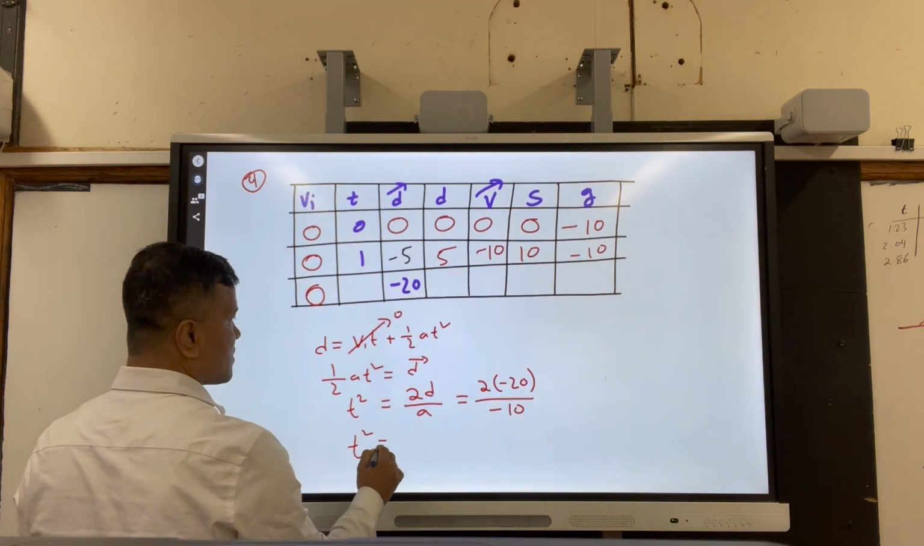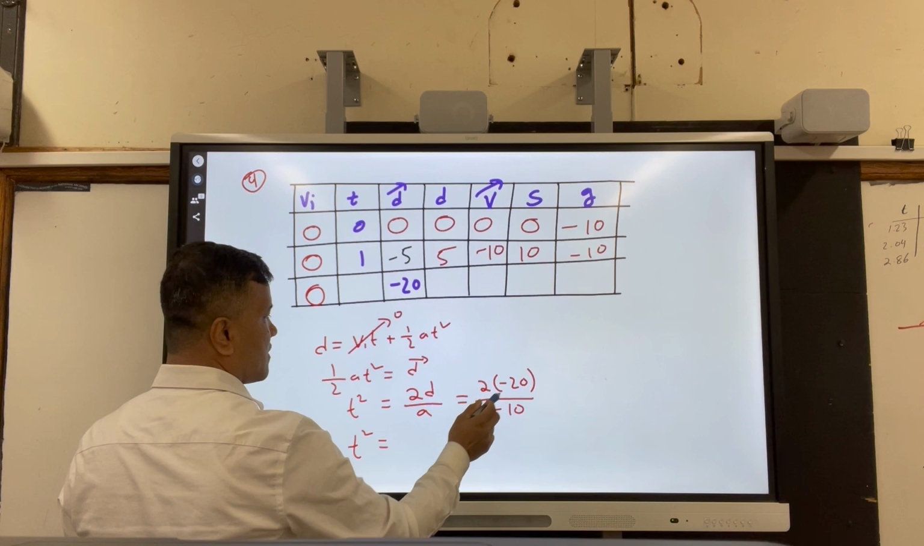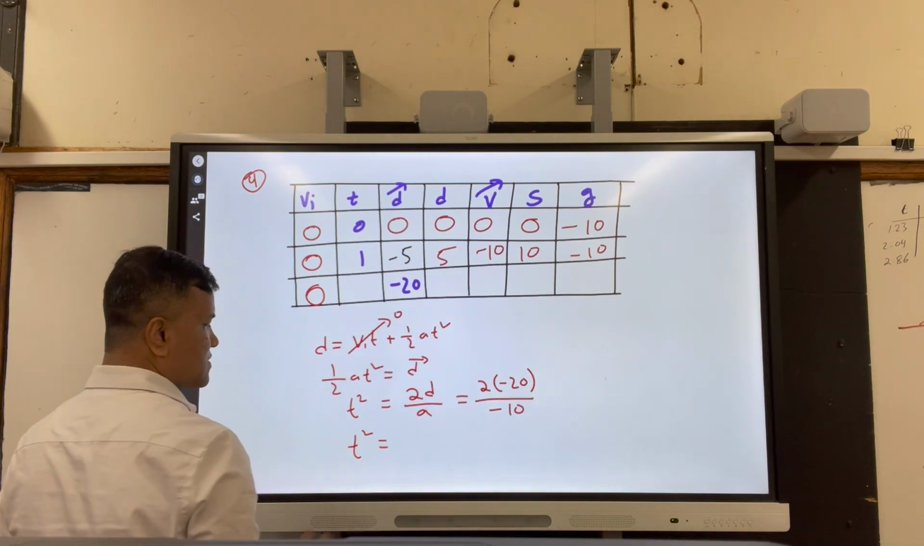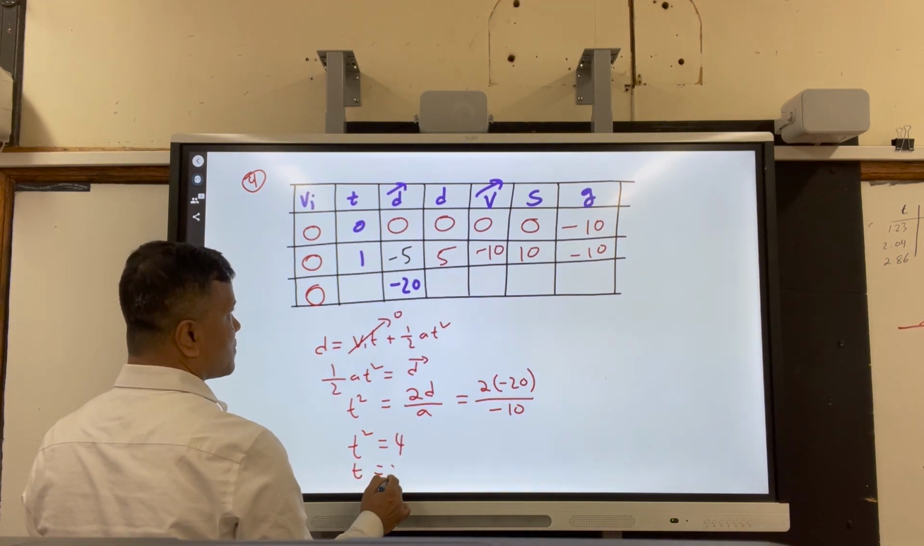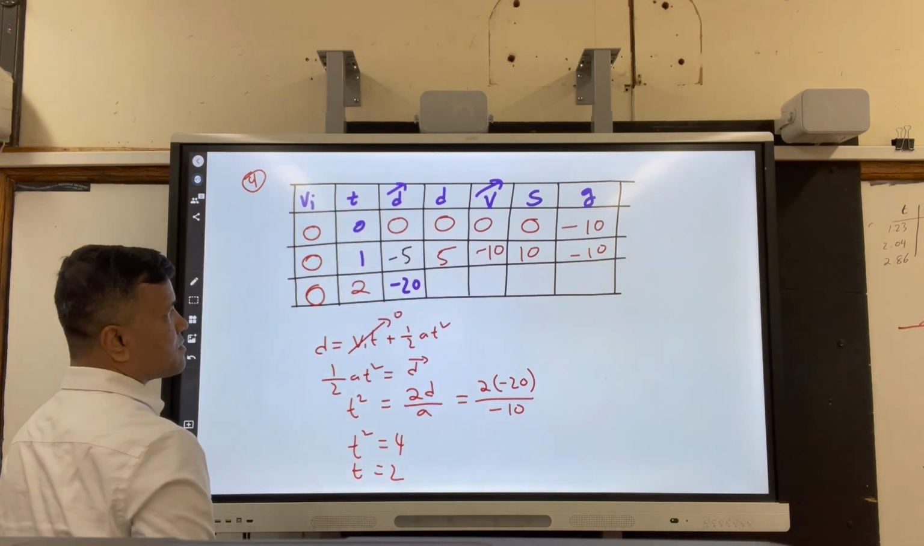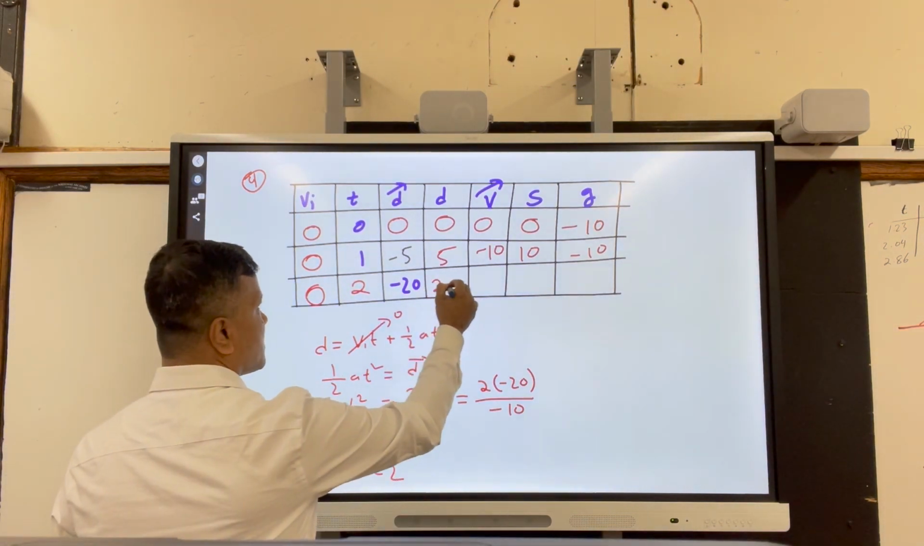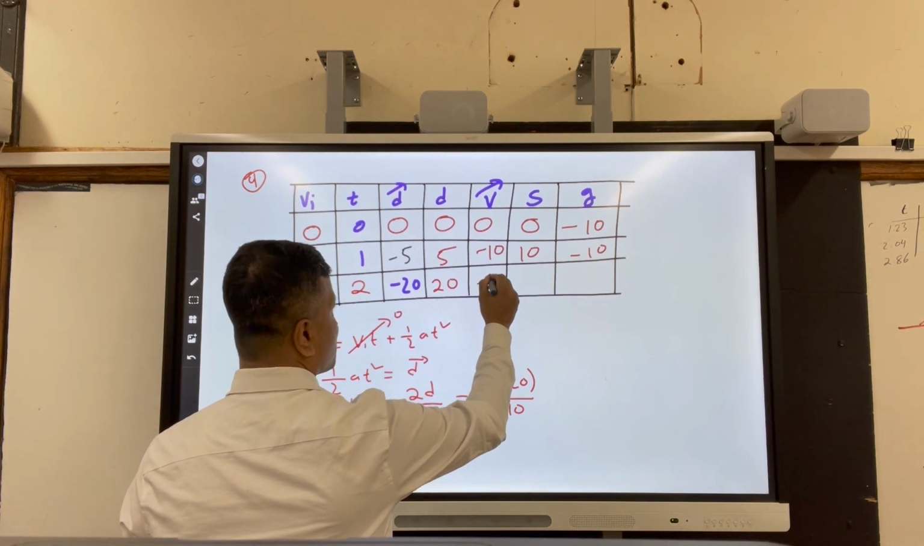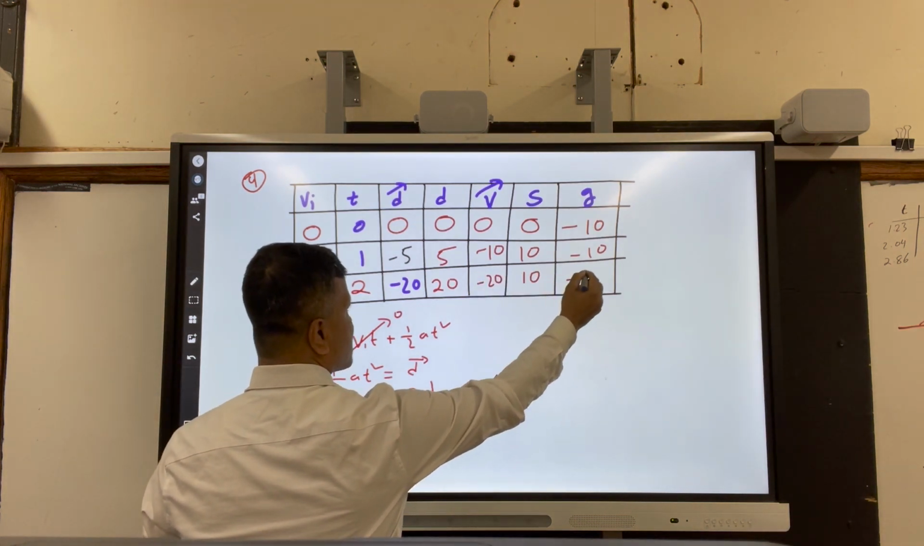So t squared is equal to 40 divided by 10, which is 4, so t is 2. So time is 2 when displacement is -20. Distance is 20. This is -20. This is 10, and this is -10.